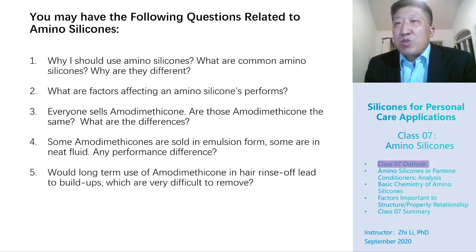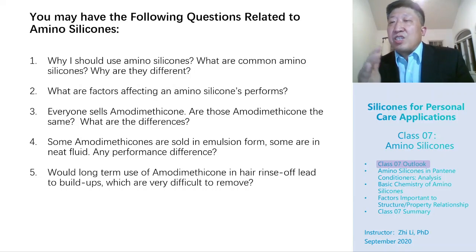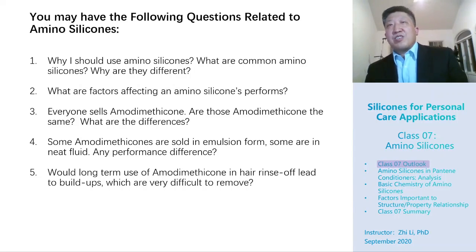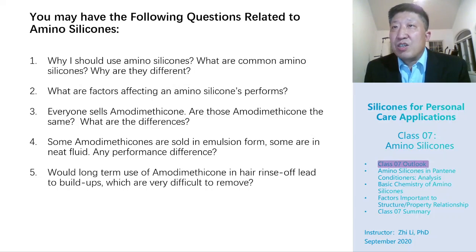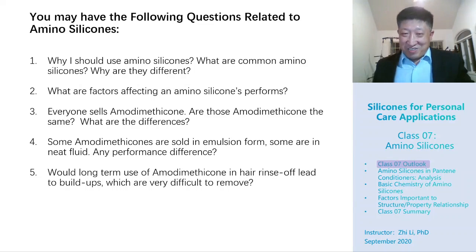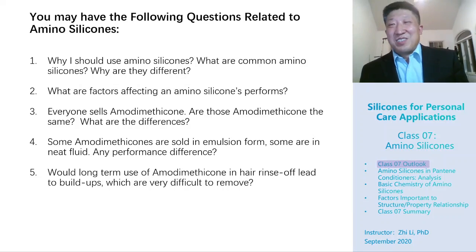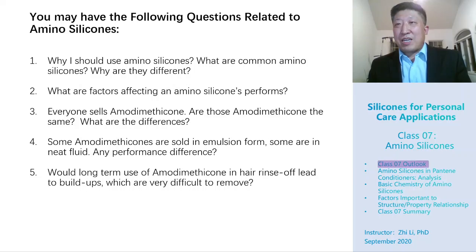When talking about material science slash chemistry, we're talking about the factors affecting the functions. Another question everyone would like to ask is: every supplier sells aminosilicone. Are those aminosilicones the same? What are the differences? Good question, very good question. You should ask suppliers as well, but I hope to at least initiate some discussion with you.